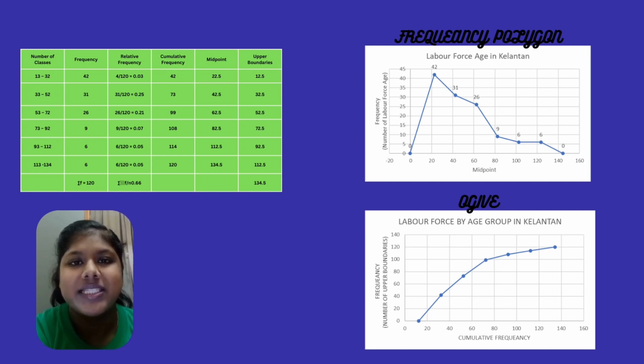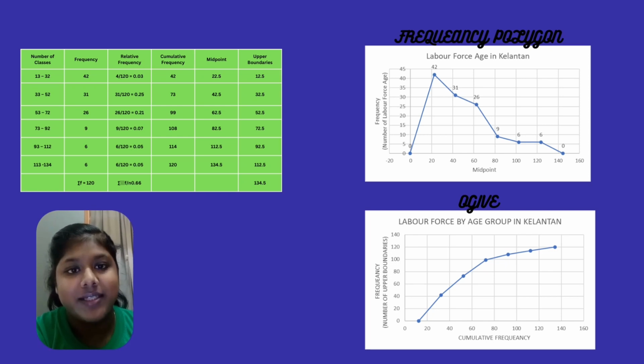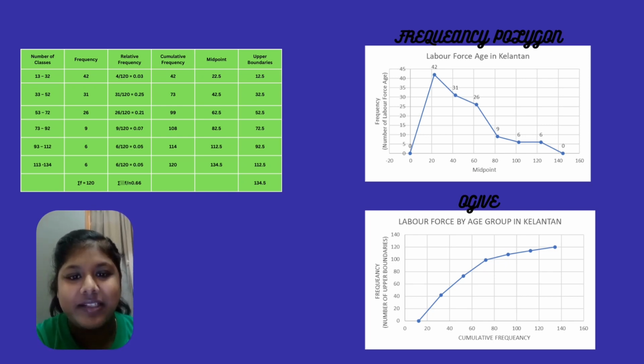The graph should start at the lower boundary of the first class, where the cumulative frequency is 0, and end at the upper boundary of the last class, where the cumulative frequency is equal to the sample size. From the ogive, we can see the graph starts at 12.5, where the cumulative frequency is 0, and the graph ends at 20.